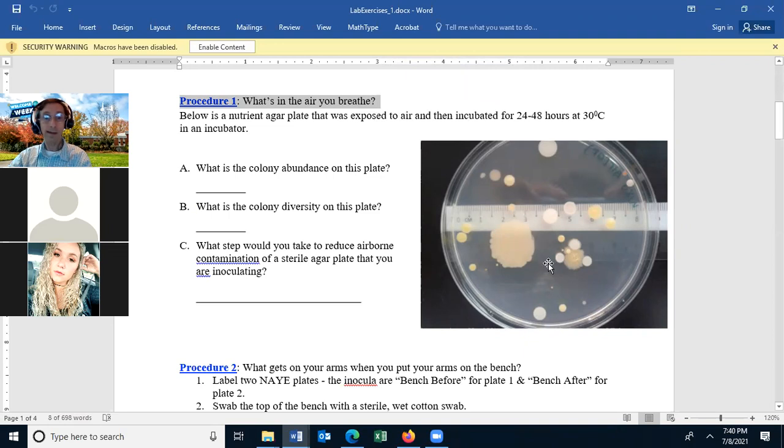It's kind of curious, we don't say how long it was exposed to the air. And then we're asking you, what's the colony abundance? You just need to count the colonies. And then tell me what the colony diversity is on this plate. And then also tell me what you would do if you're working with the plate, streaking it or working with it, to reduce airborne contamination of the plate that you're inoculating. It's quite simple, actually, when you think about it.